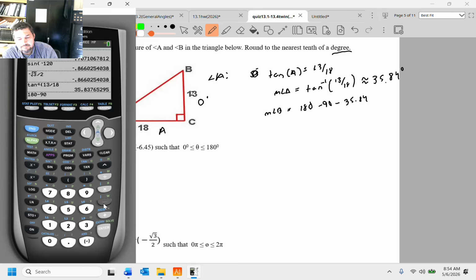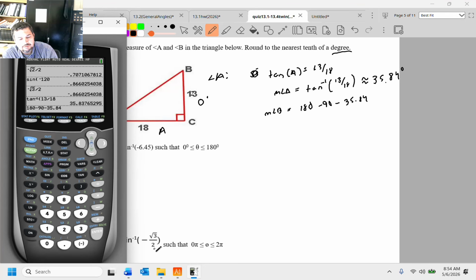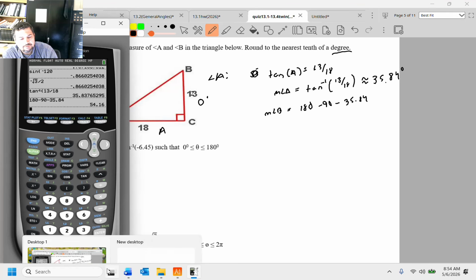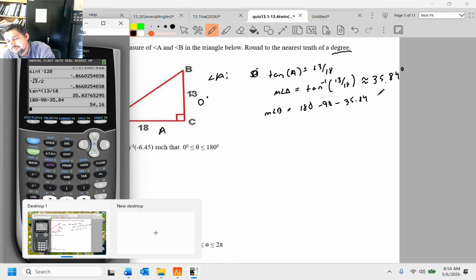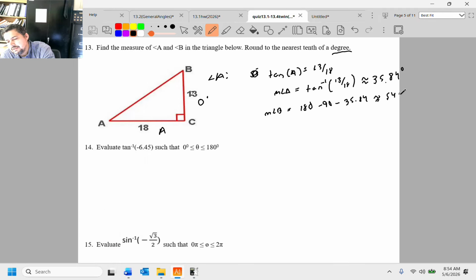180 minus 90 minus the 35.84 that I have. Ta-da! 54.16 degrees. Now I think it says round to the nearest tenth, right? So I should have said that is about 35.8. And this would be about 54.2.